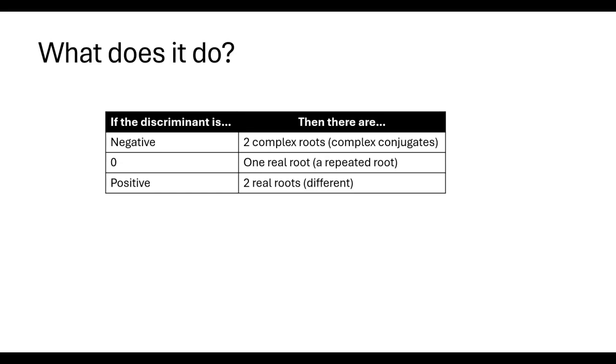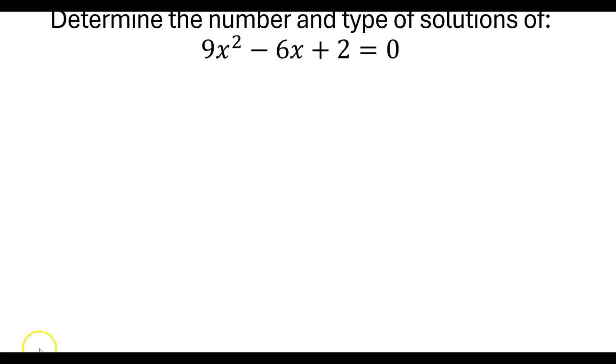If the value underneath the square root is 0, then we only have one real root. And sometimes we call that a repeated root. And there's only one because if you think about it, the square root of 0 is 0, so that plus or minus kind of just goes away. If the discriminant is positive, then we have two real roots. They're going to be different numbers, again, because of that plus or minus in front of the radical. So let's look at some examples.